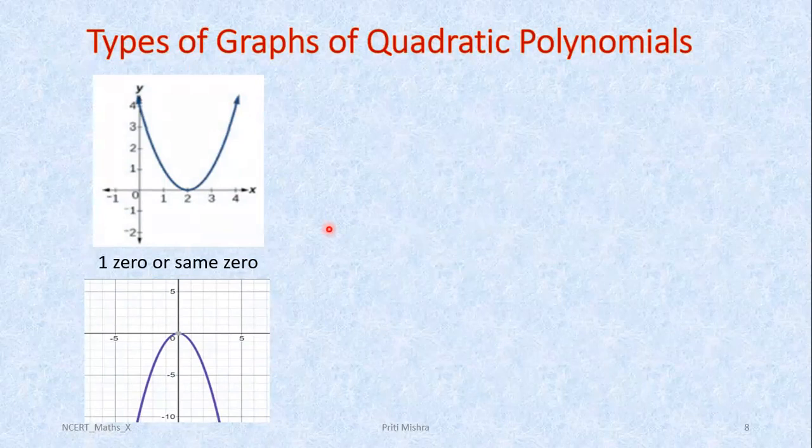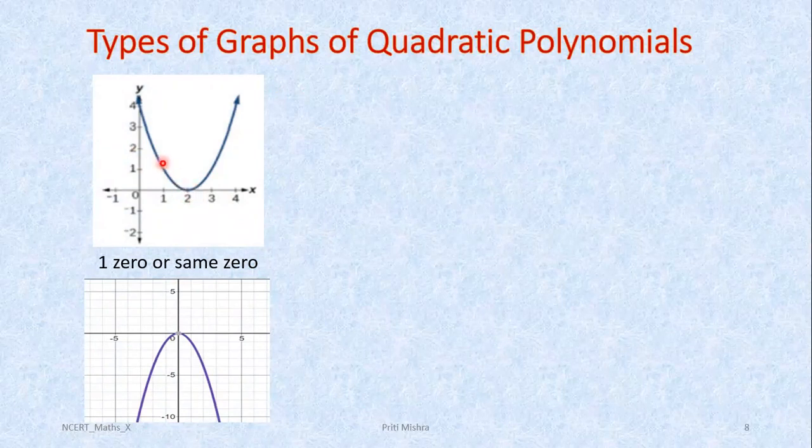Here in this pic, you have 2 different graphs of quadratic polynomials, and these are 2 different quadratic polynomials, because in the first pic you can see this is an upward parabola, and in the second pic you are seeing it's a downward parabola. So these two parabolas are the graphical representation of two different quadratic polynomials.